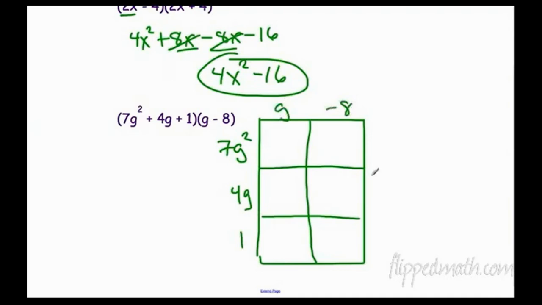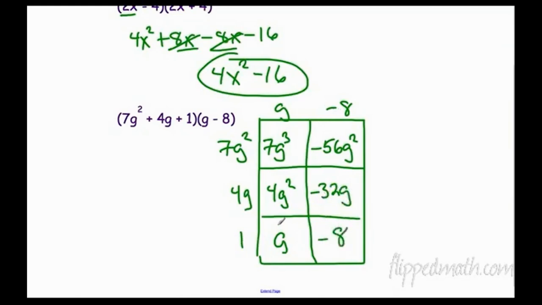So 7g squared times g is 7g to the third. 4g times g is 4g squared. 1 times g is g. Over here, 7g squared times negative 8, negative 56g squared. 4g times negative 8, negative 32g. 1 times negative 8, negative 8.